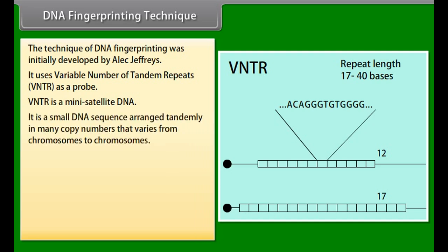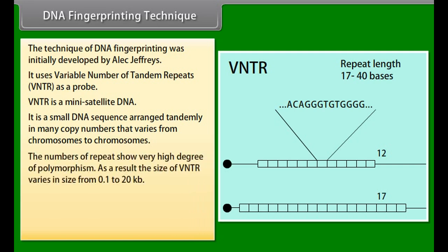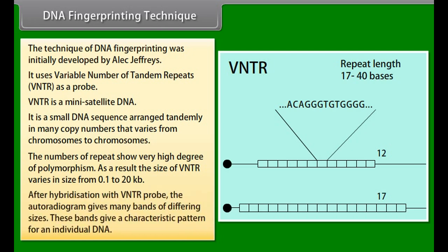It is a small DNA sequence arranged tandemly in many copy numbers that varies from chromosome to chromosome. The number of repeats shows a very high degree of polymorphism. As a result, the size of VNTR varies from 0.1 to 20 kb. After hybridization with VNTR probe, the autoradiogram gives many bands of differing sizes. These bands give a characteristic pattern for an individual's DNA.